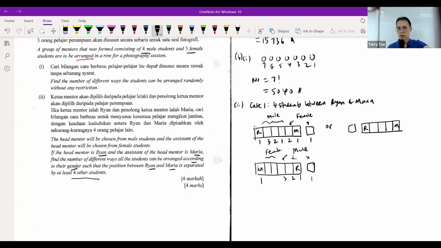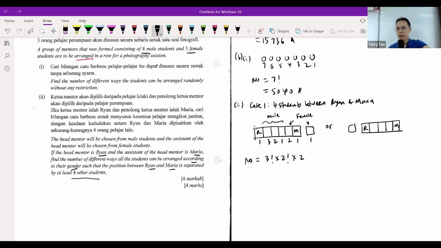This will be 3 to 1. This will be 2, 1. You're going to get the same answer. So I'm not going to write that. I'm just going to times 2. So the number of ways here will be 3 factorial to put the male, 2 factorial to put the female. Then I times 2 because we can switch.